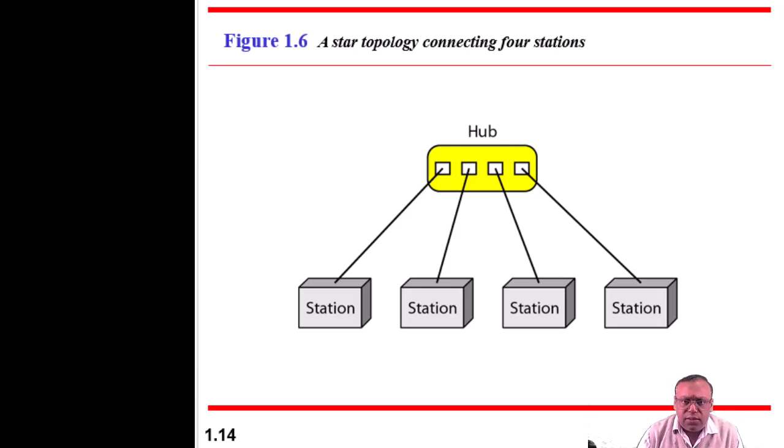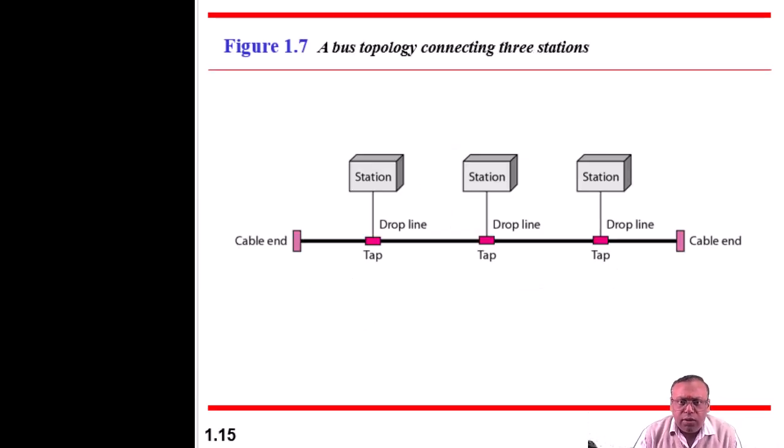Next, we have the bus topology. Bus topology is the same as our water pipeline. We need a backbone cable from the source. This is the cable source, and this is the backbone cable. Whenever and wherever we need a connection, we just tap into the backbone cable.